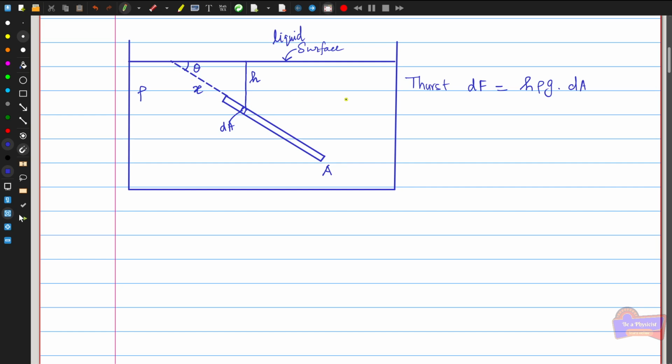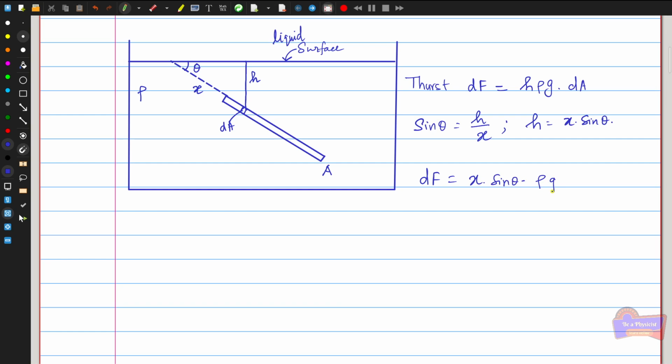Now, if we consider the distance of this small area from the liquid surface as x, then we can write sin theta is equal to h divided by x, or I can find the height, which is equal to x into sin theta. So I can substitute this height into the thrust equation. So df will be equal to x into sin theta into rho g times dA. This is the small thrust acting on the small area dA.